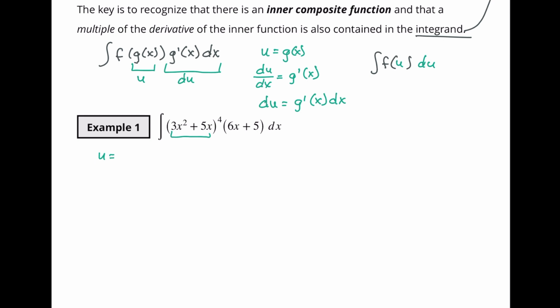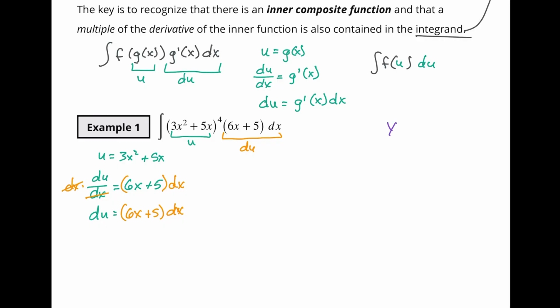And so if I make u equal to 3x squared plus 5x, then the derivative of u with respect to x is 6x plus 5. Oh, wait a minute. Check this out. 6x plus 5 is right there. And if we multiply both sides by dx, these things simplify out, and now we have du is equal to 6x plus 5 with respect to x. Look at that, this thing here. So this is all going to turn into du, and this is all going to be u.